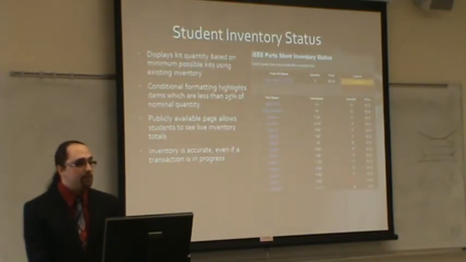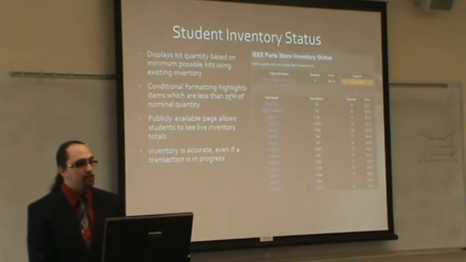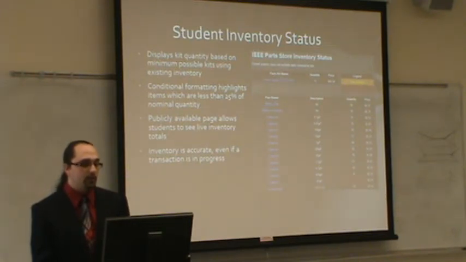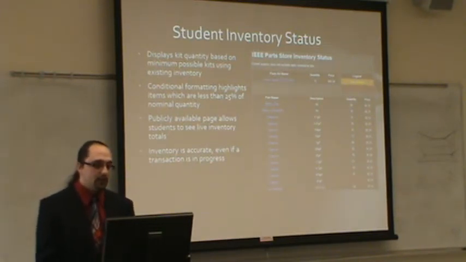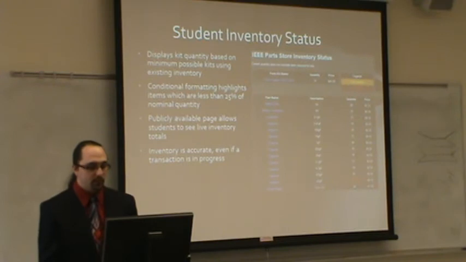This is the front page that I made for the students. It just looks at the database and sees which part limits the number of kits we can make, and sets the number of kits for that, and then shows the quantity for all of our parts. And if anything's under 25% of its nominal quantity, it highlights in yellow. If it's 0, it shows up as sold out.